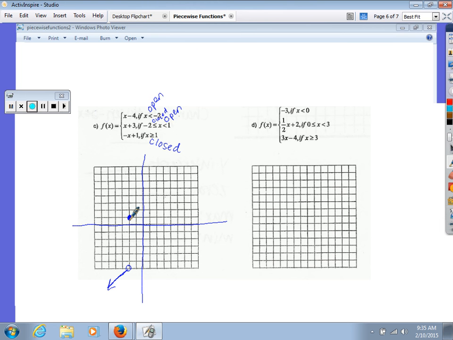And then what am I going to plug in? 1. And if I plug in 1, I get out 1, 2, 3, 4. Open or closed? Open, because there's no line underneath it. And then just connect the 2. How easy is that?